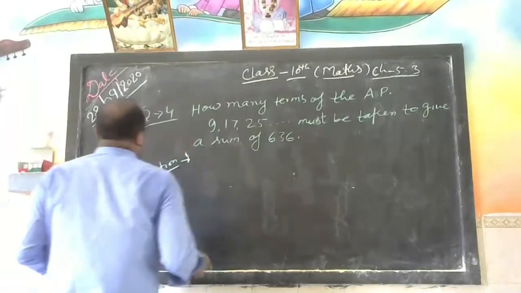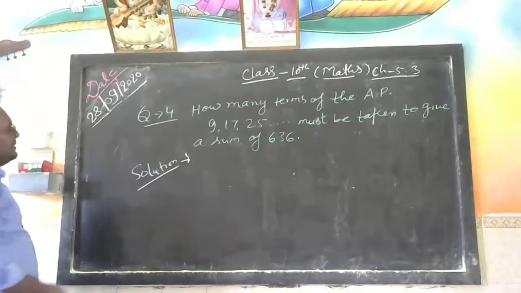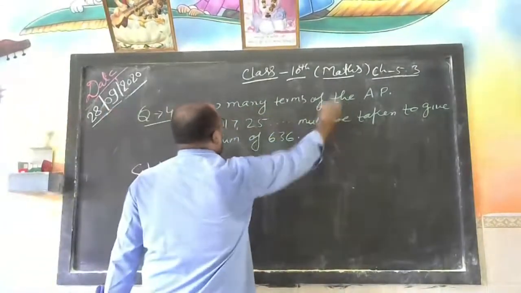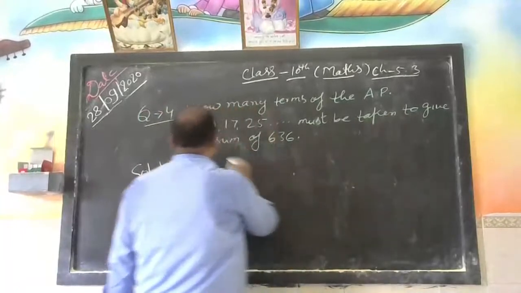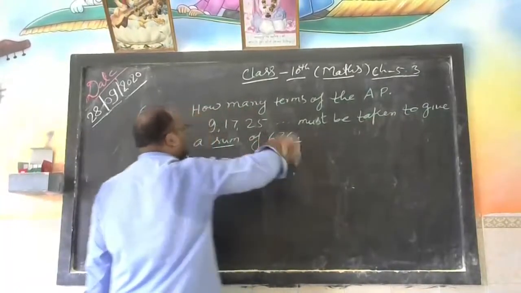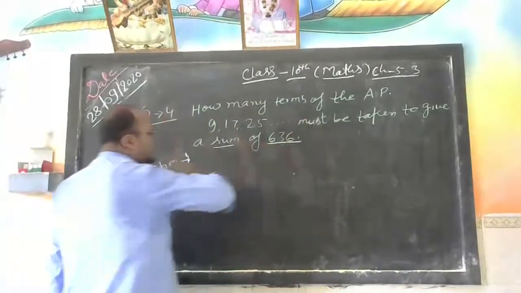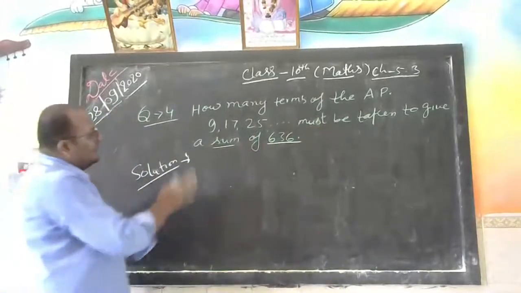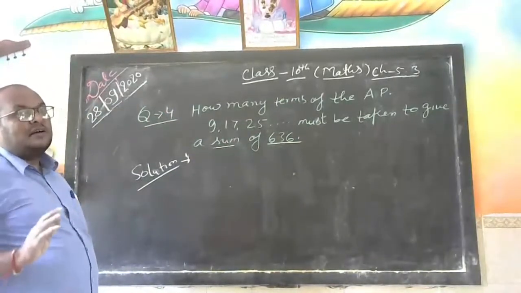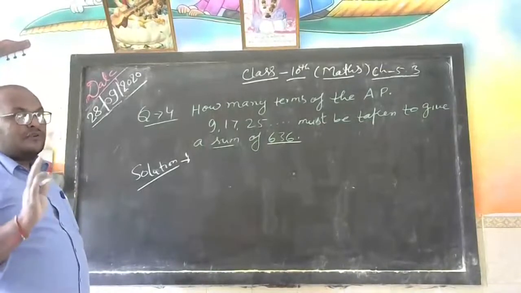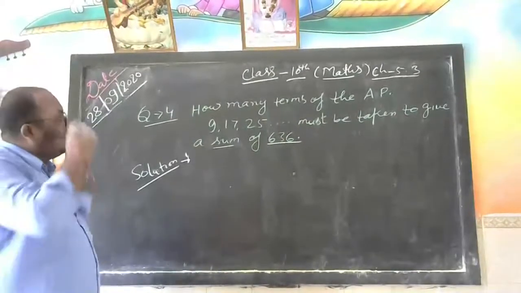Now, look here. In this series, how many terms of the AP 9, 17, 25 must be taken to give the sum 636? Which means that you have an arithmetic progression and its sum, but you don't know how many terms are present in the arithmetic progression. So first of all, you will find the total number of terms, that is n. You will find the value of n.